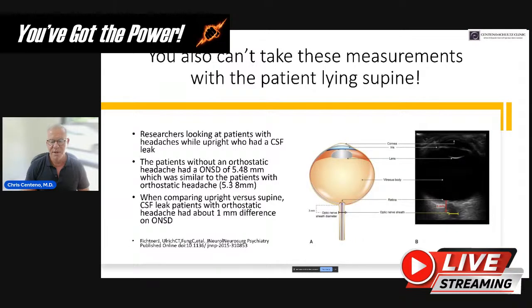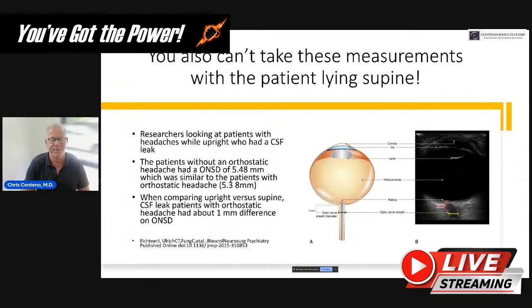And this is an interesting study. This one looked at patients with headaches while upright who had a CSF leak. So this is a little bit like some of our patients with CCI, and the patients without orthostatic headache, meaning these are people who had headache when they went to stand up. They had an ONSD of 5.48, which was similar to patients with orthostatic headache.